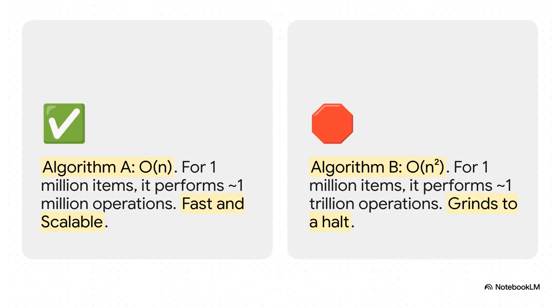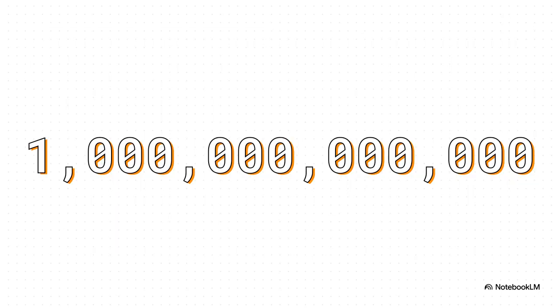And here's where the rubber meets the road. Let's say a developer is building a feature to search through 1,000,000 items. If they pick a smart O of n algorithm, the app has to do about 1,000,000 operations. Your phone can handle that in a flash. But what if they, by mistake, pick an O of n squared algorithm? Suddenly, that same app is trying to perform 1,000,000,000,000 operations. It's not just going to be slow. It's going to freeze, it's going to crash, and your users are going to delete it. I mean, just look at that number, $1 trillion. That is the real-world cost of choosing the wrong recipe.